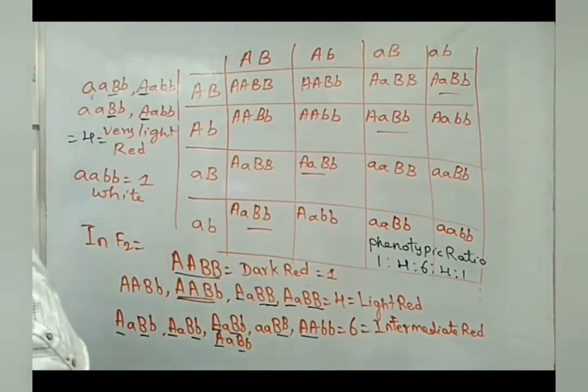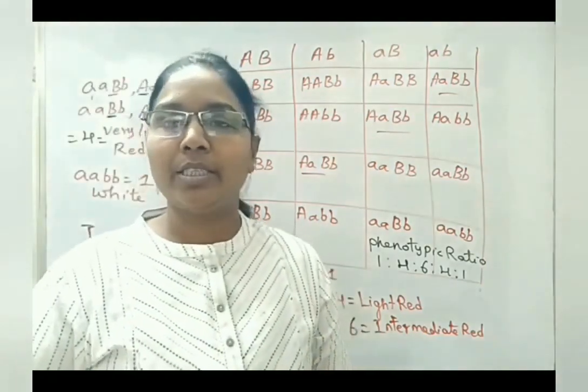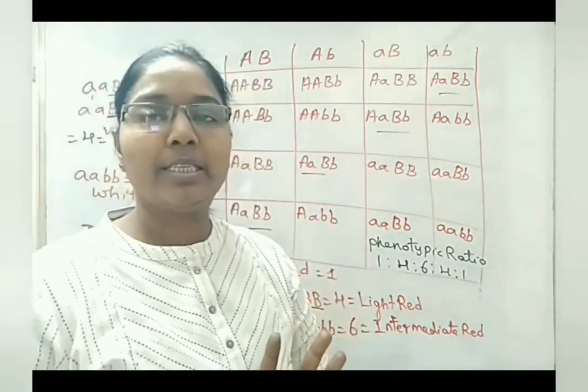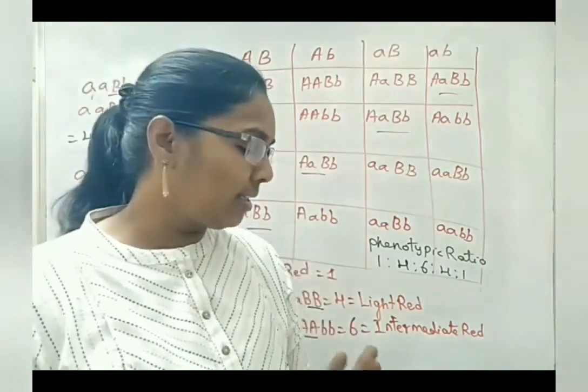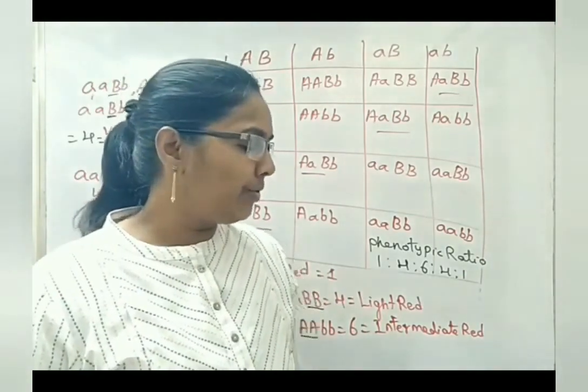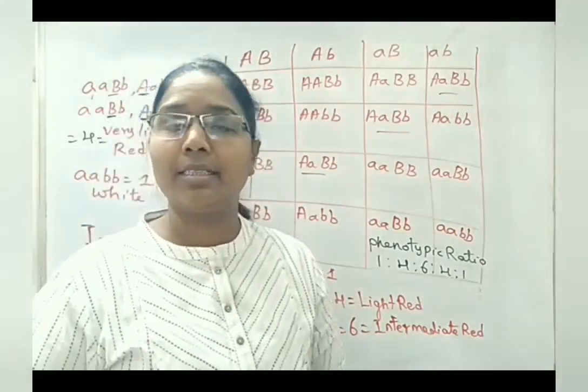So this is also one best example. These are 2 examples under polygenic inheritance. One is regarding human skin color, another is kernel color of wheat. Okay. Let's see another topic, that is epistasis, in the next class.